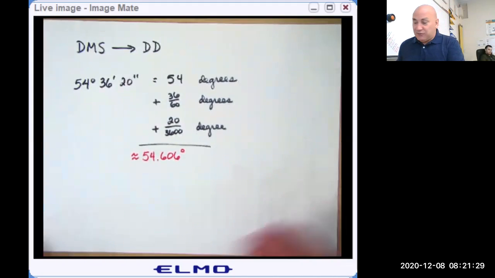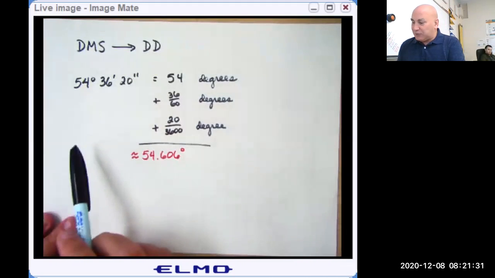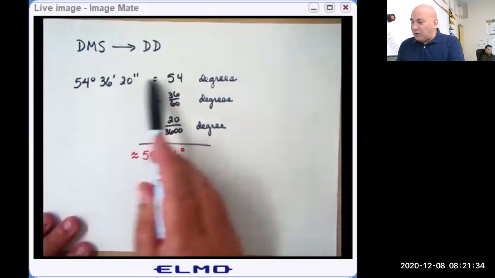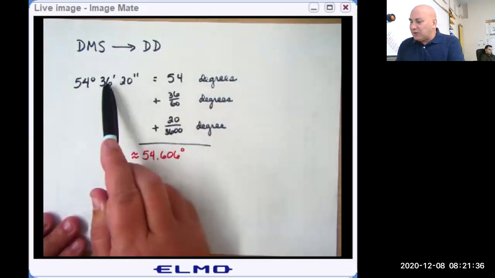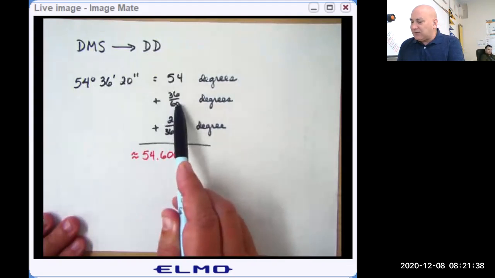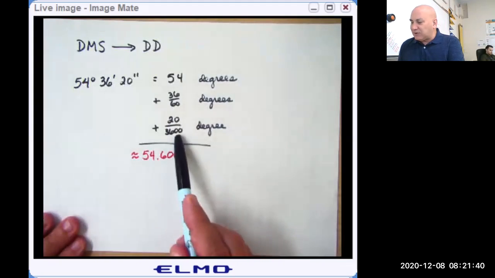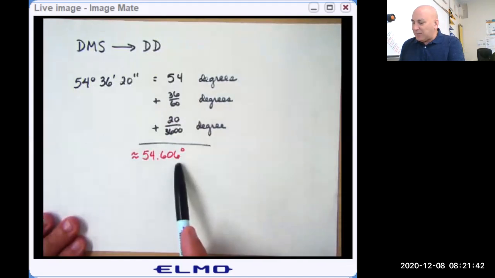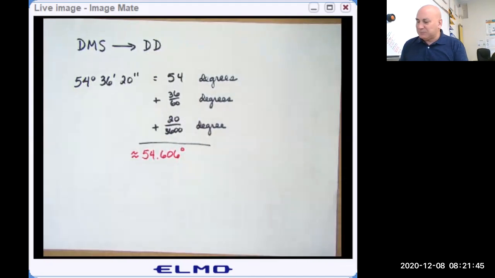Quick review here, degrees, minutes, and seconds to decimal degrees. We know the degrees is going to stay the same. Convert the minutes to degrees, convert the seconds to degrees. Add them all up and you get your decimal degrees.